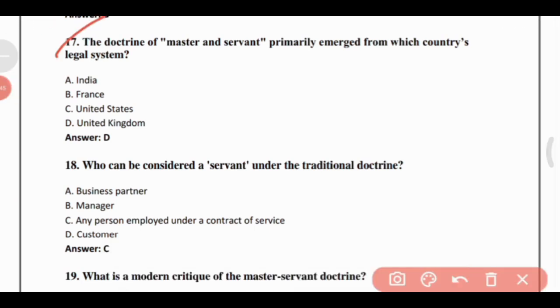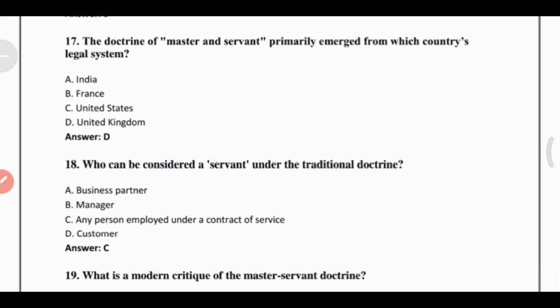The doctrine of master and servant primarily emerged from which country's legal system? Option D, United Kingdom. Who can be considered a servant under the traditional doctrine? Option C, any person employed under a contract of service.